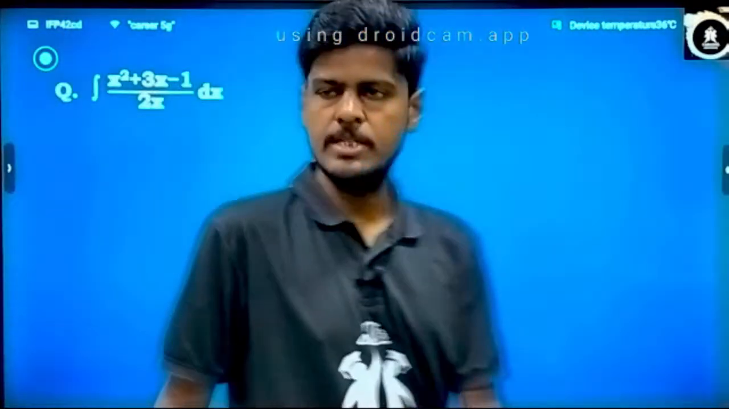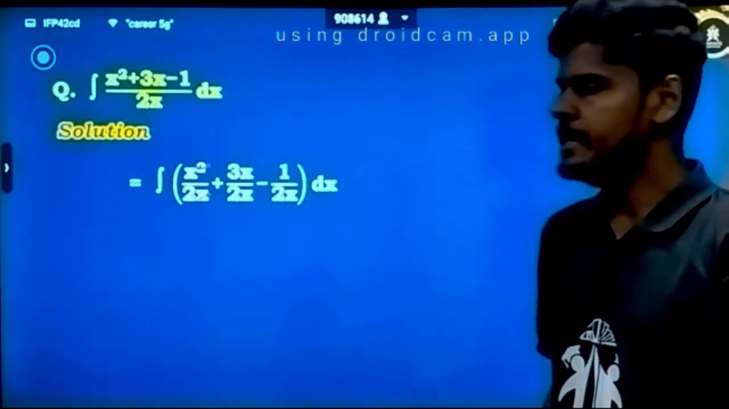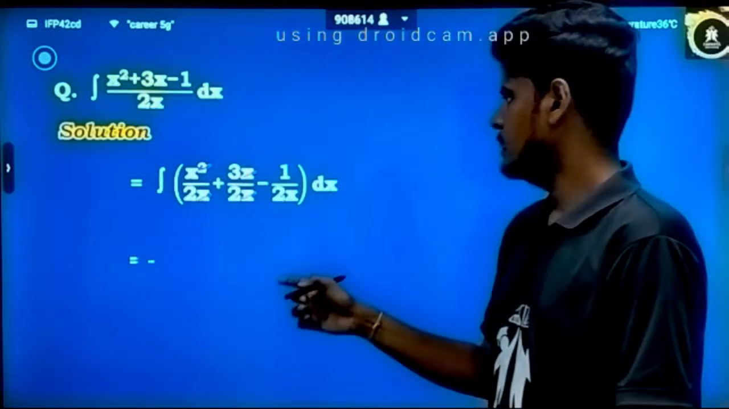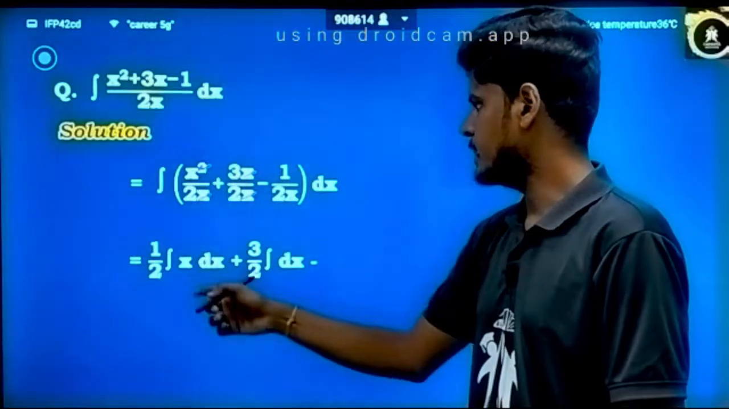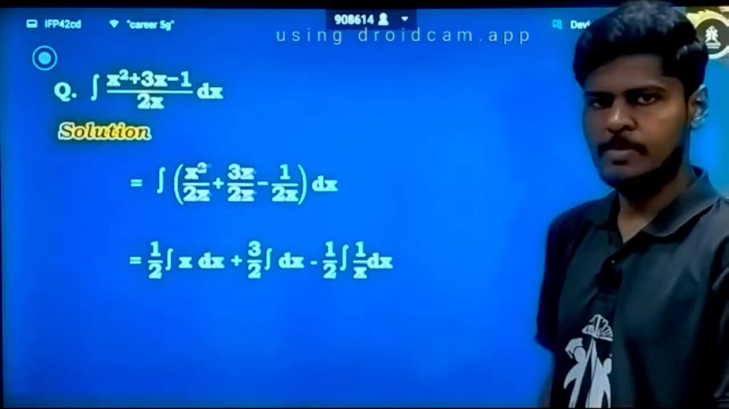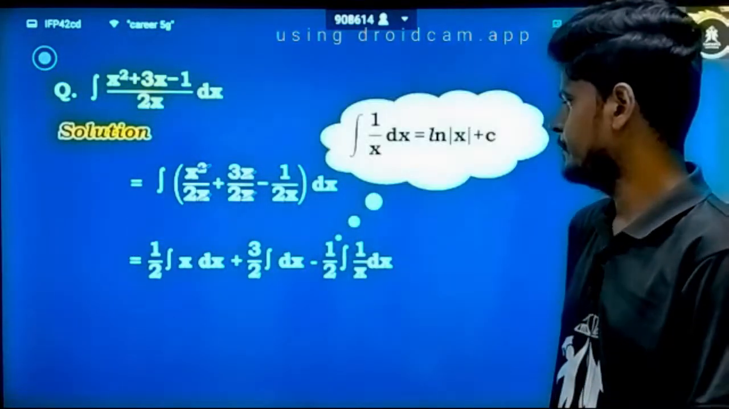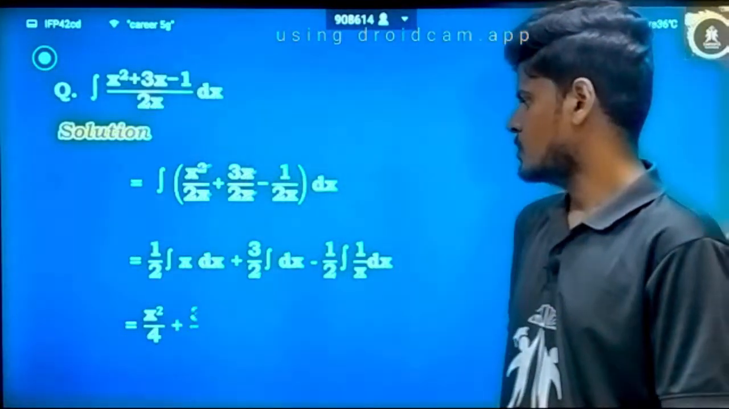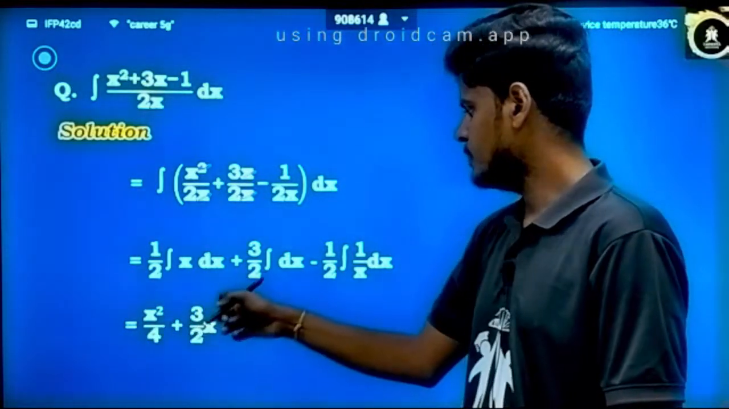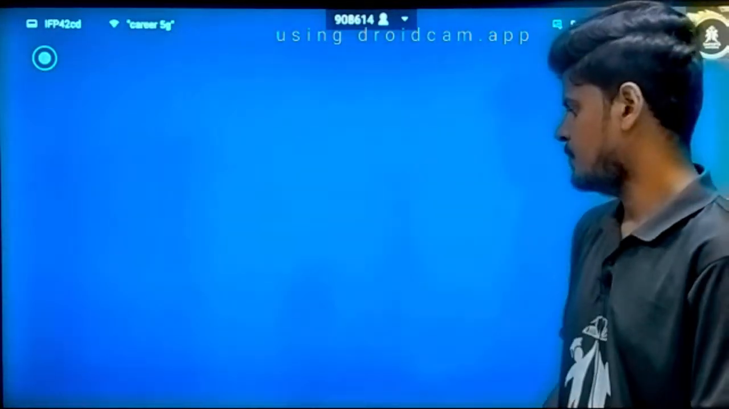Now we will see the solution. First we have to divide this separately and then we will get 1 by 2 integral of, first term is x, then 3, then minus 1 by x. We can take half outside and then integrate. So what is the answer? X square by 4 plus 3 by 2 x minus half log mod x plus c.